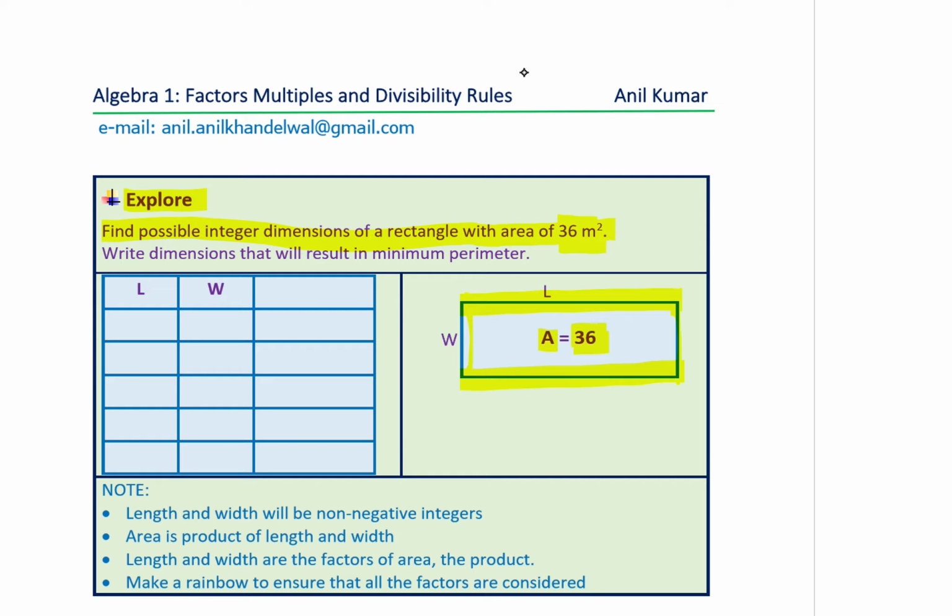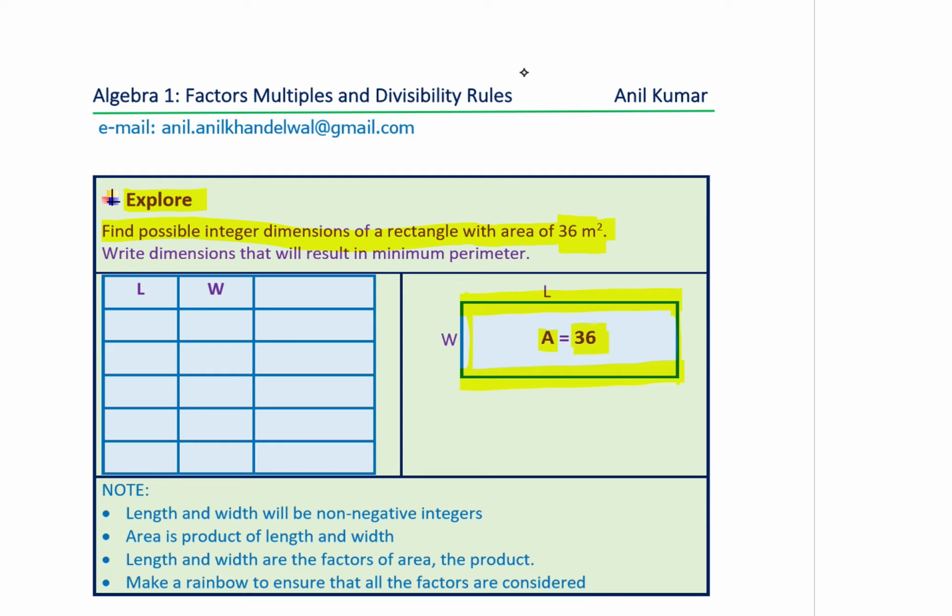Yes, that is right. 6 times 6 is 36. Could we have some other combinations? Yes, 2 times 18, and likewise there could be a few more. How can we ensure that we get all of these combinations? Here is a neat way of doing it.